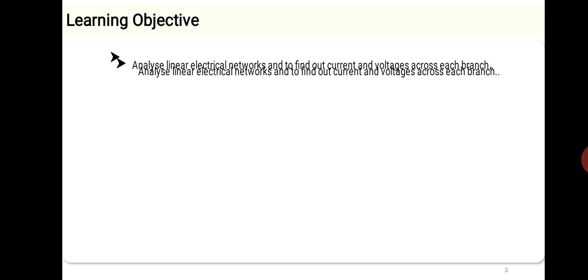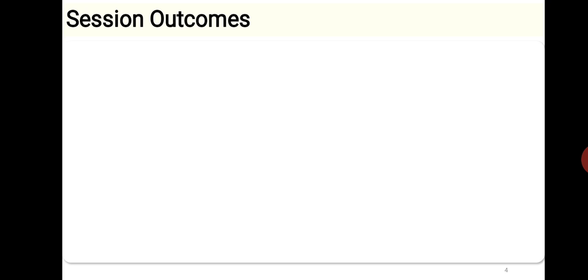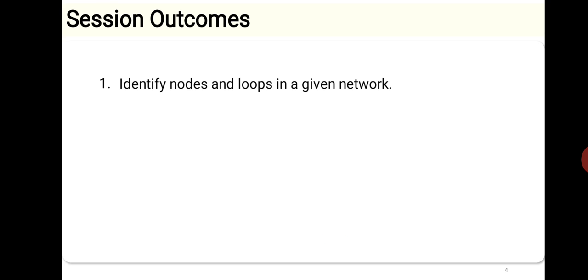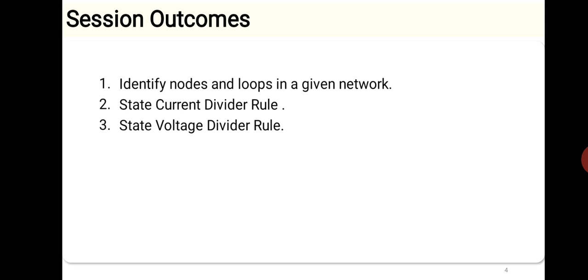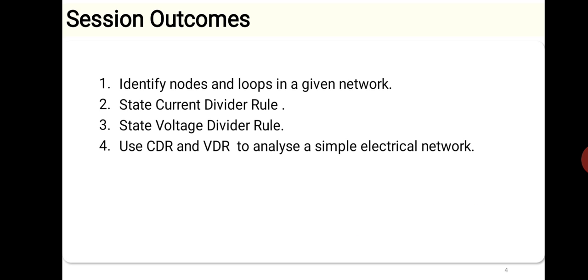The learning objective of this session is to analyze linear electrical networks and to find the currents and voltages across each branch. The session outcomes are to identify the nodes and loops in a given network, to state the current divider rule and the voltage divider rule, and to use the current divider rule (CDR) and voltage divider rule (VDR) to analyze a simple electric network.